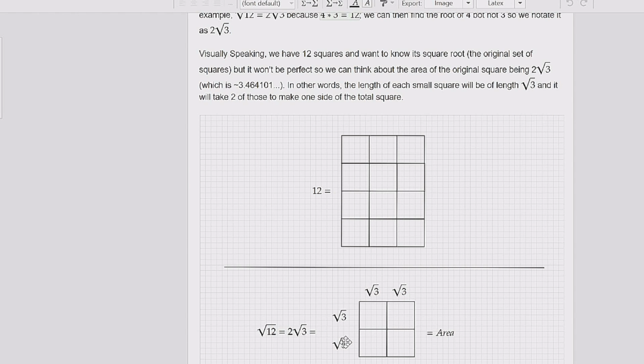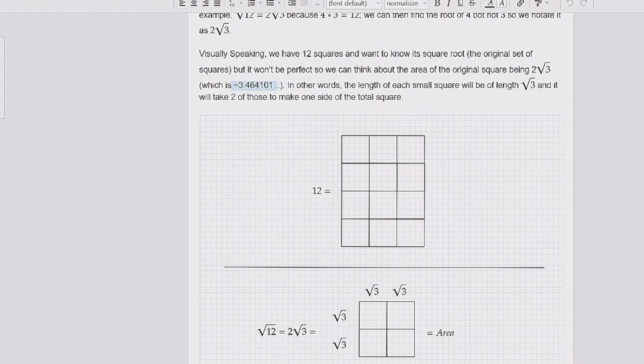We take this value and we can represent it visually as such. We need 2 root 3s. We need 2 root 3s to make up one side. And of course, you know, squares have the same length on every side. And so we have our area being 2 root 3.